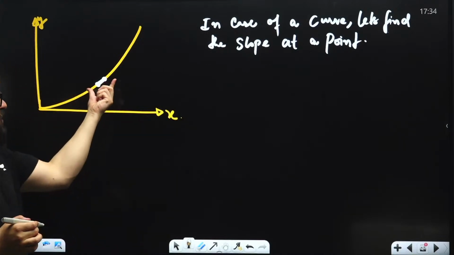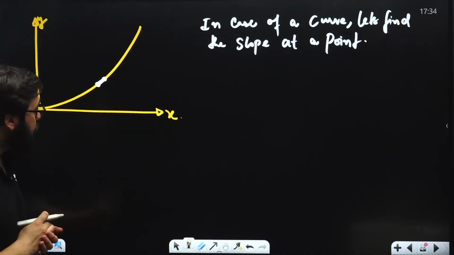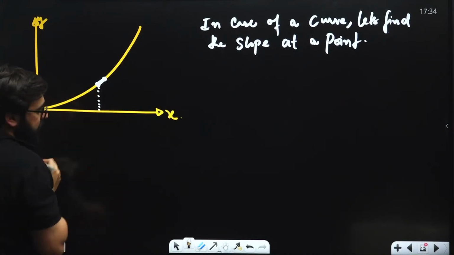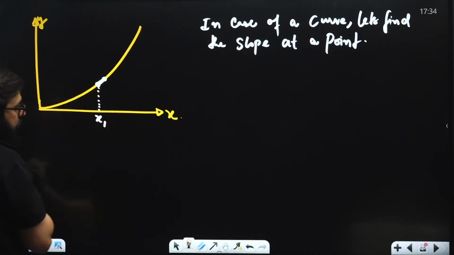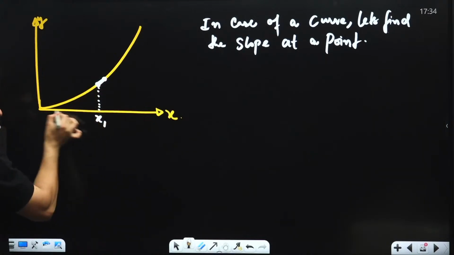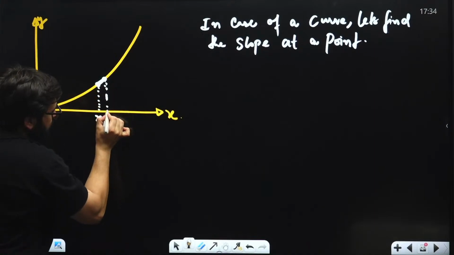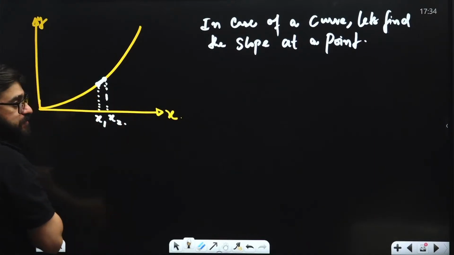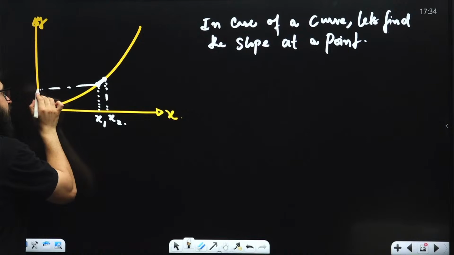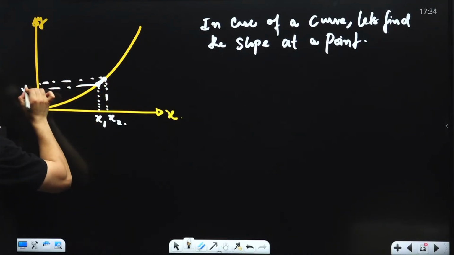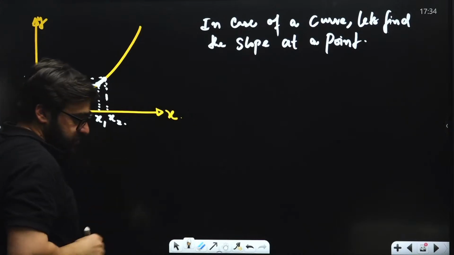We can consider this as a straight line. Now see guys, if we draw a line on this x-axis, let's call this x1. So this first point is at x1 distance, and this second point is at x2 distance. Similarly, on this axis, this is at y1 distance, and this another point is at y2 distance.